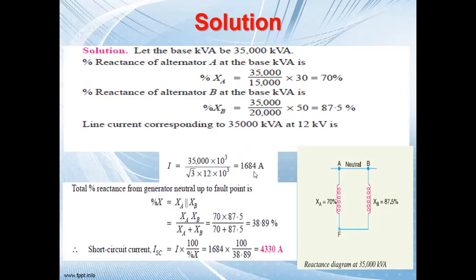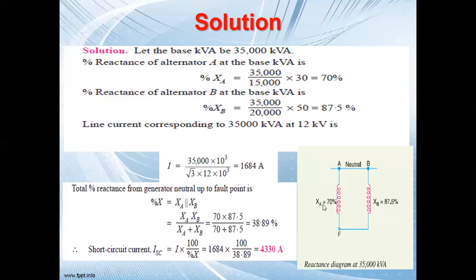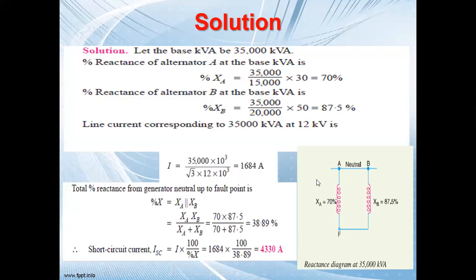Now let us come to your reactance diagram. So this is your reactance diagram. You see, how it is drawn. This A and B, basically you have two generators. In terms of your reactances, A is 70% and B is 87.5%. And this is common bus bar. This is A and this is B. These two are the parallel reactances.